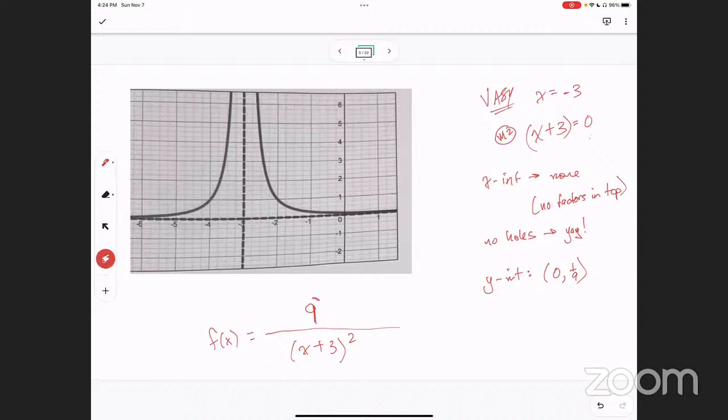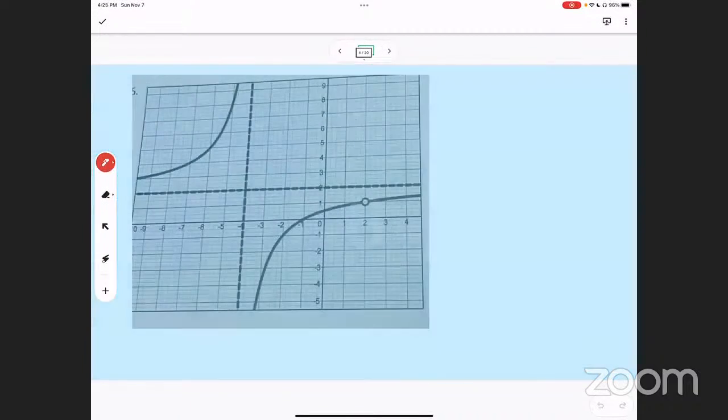Because making this a 9 would give you 9 over 9, which equals 1. You understand what I'm saying? Yeah, I do. But it's not. So just leave it like that. But that's the trick. That's the way that you do that.